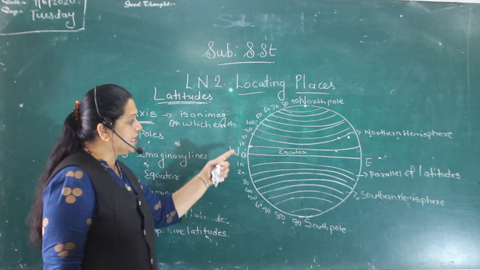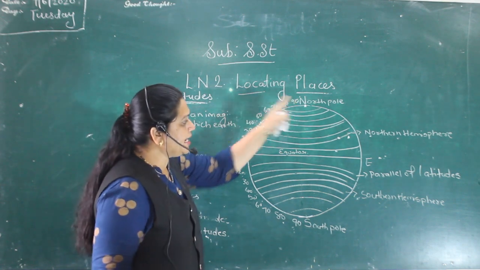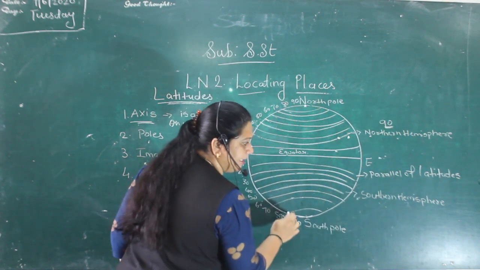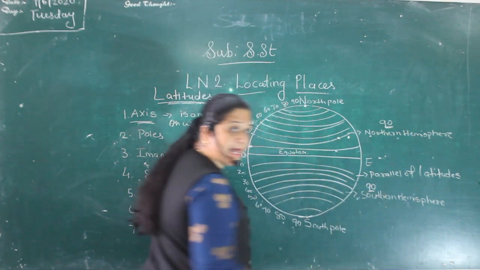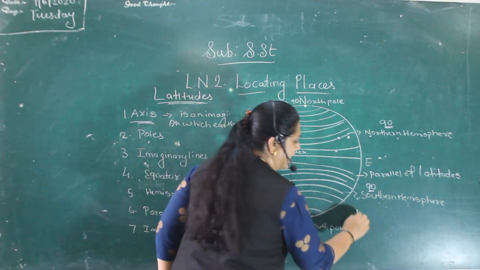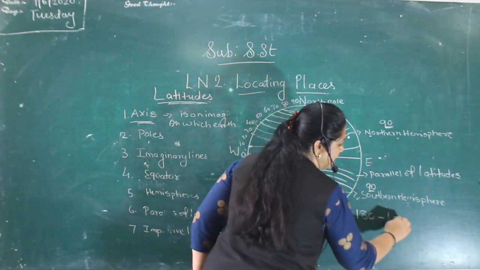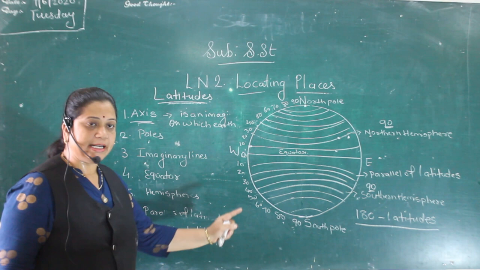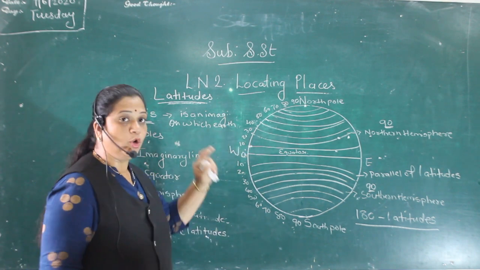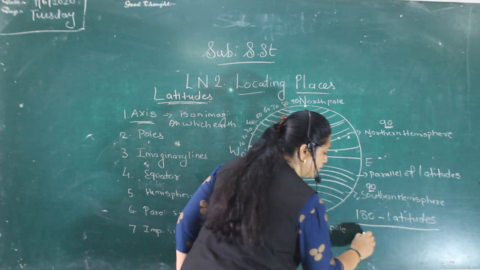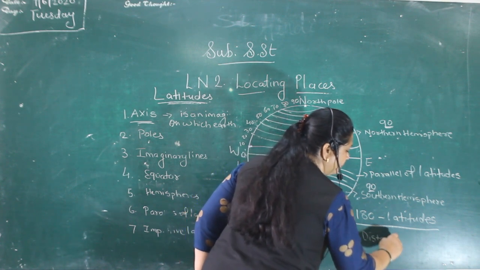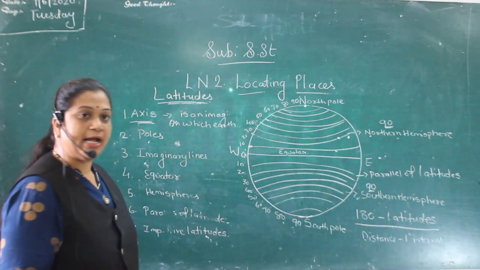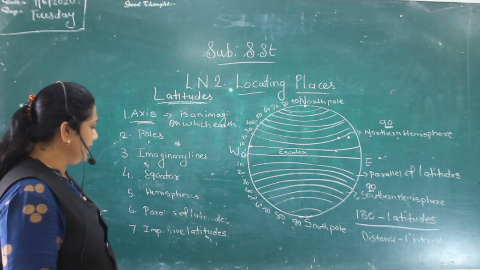So what can you see? We have 90 latitudes in the northern hemisphere and 90 latitudes in the southern hemisphere. So total we have 180 latitudes on the globe. And all the latitudes are drawn at the distance of 1 degree interval.